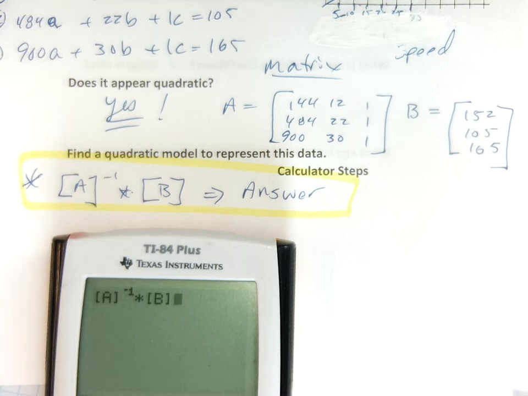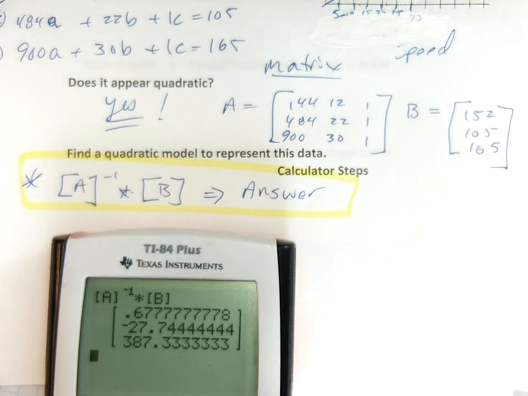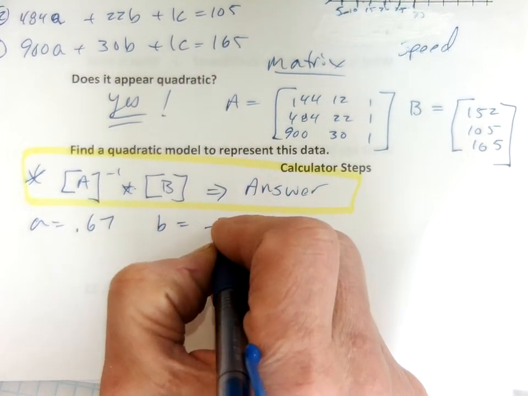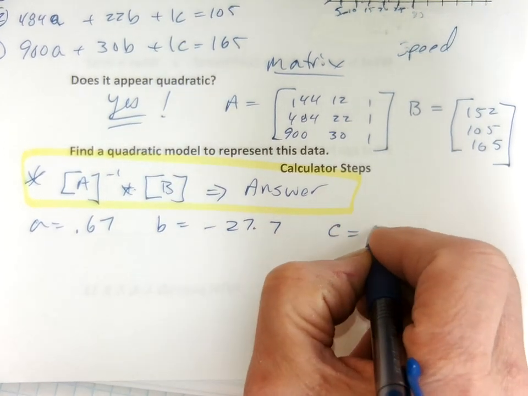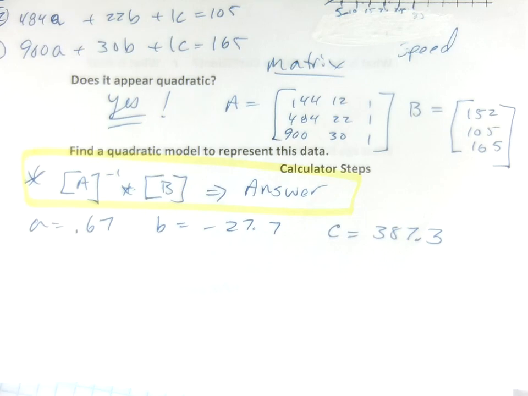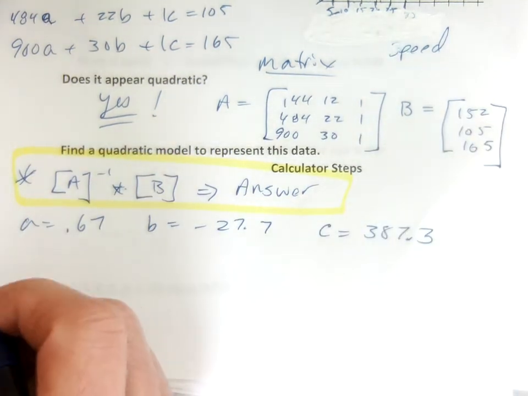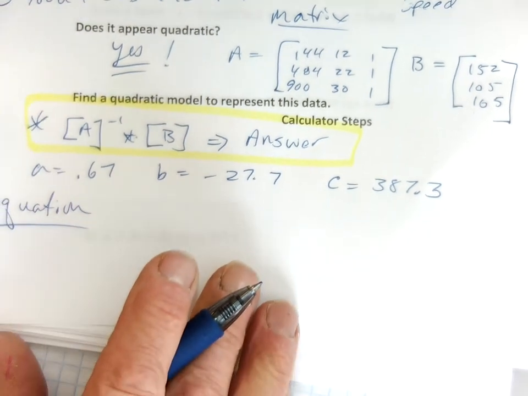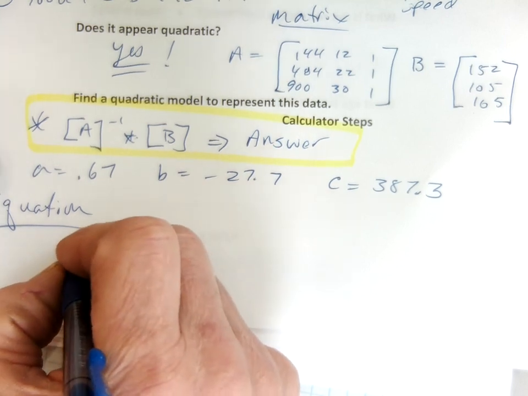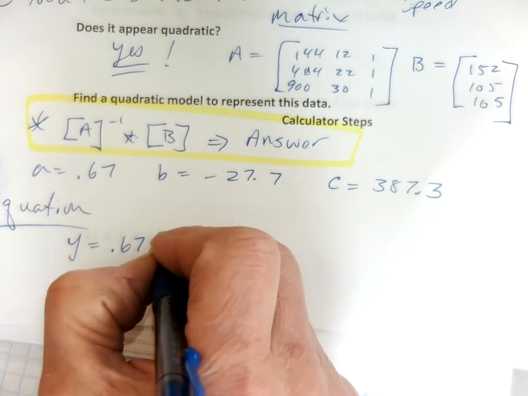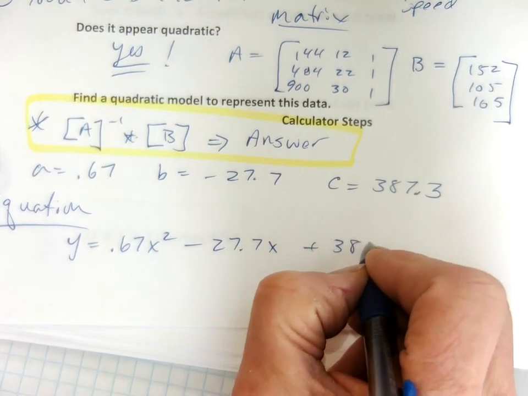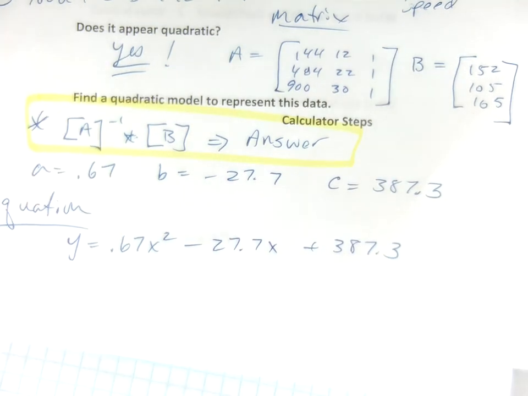Enter. And when I push enter, I'll get the value of A, B, and C. A happens to be my 0.67. B is my negative 27.7. And C is my 387.3. Now, if that's A, B, and C, let's get an equation. So my equation then is going to be y equals 0.67x squared minus 27.7x plus 387.3.